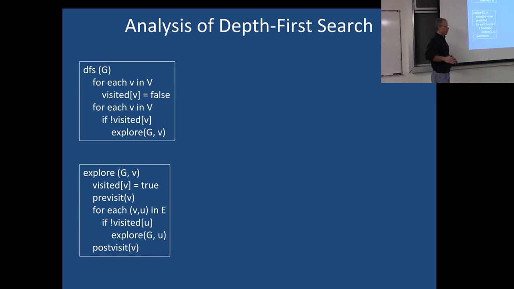So you just follow every edge out of that vertex and explore the vertices that are connected to it. And you see that happening here. You go to explore vertex, mark it visited. We pre-visit. Then we consider every edge out of that vertex. So for each edge of that form, an edge from V to U, if U has not been visited, we explore it. And then we're done, we post-visit.